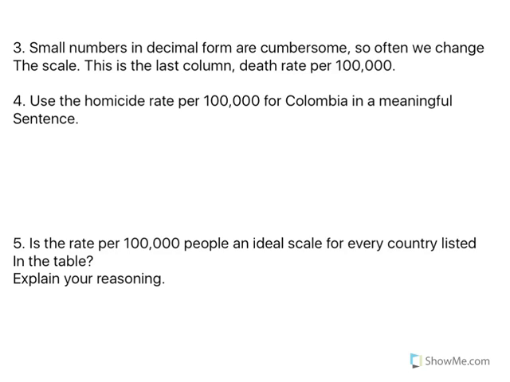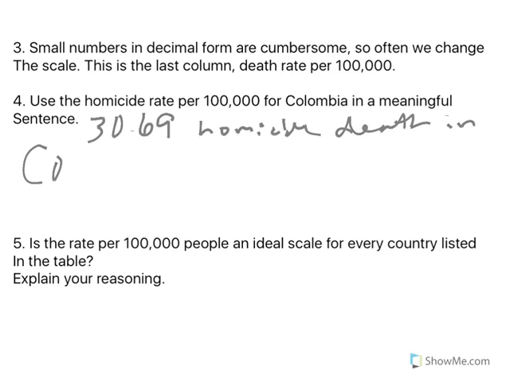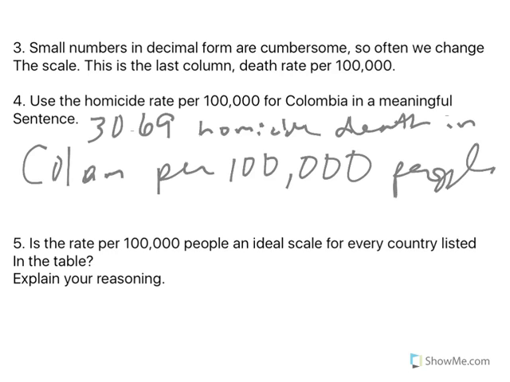So now let's look at Colombia. The 100,000 rate for Colombia. Well, Colombia's 100,000 homicide rate is 30.69. So that means there are 30.69 homicide deaths in Colombia per 100,000 people. So again, think about Michigan Stadium. If you would fill Michigan Stadium with 100,000 Colombians, about 30 of them would die by homicide. Okay, but it's got to be Colombians because it's different per country.